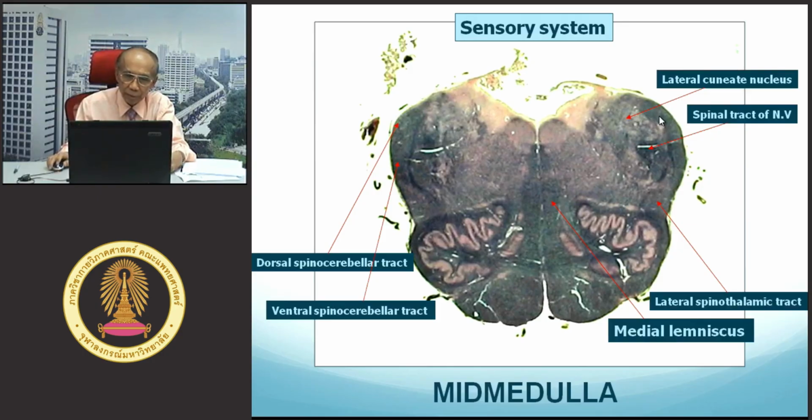The dorsal and ventral spinocerebellar tracts, spinal tract of trigeminal nerve, lateral spinothalamic tract, which is concerned with pain from the opposite side of the body. The medial lemniscus is concerned with the conscious proprioception from the opposite side of the body.